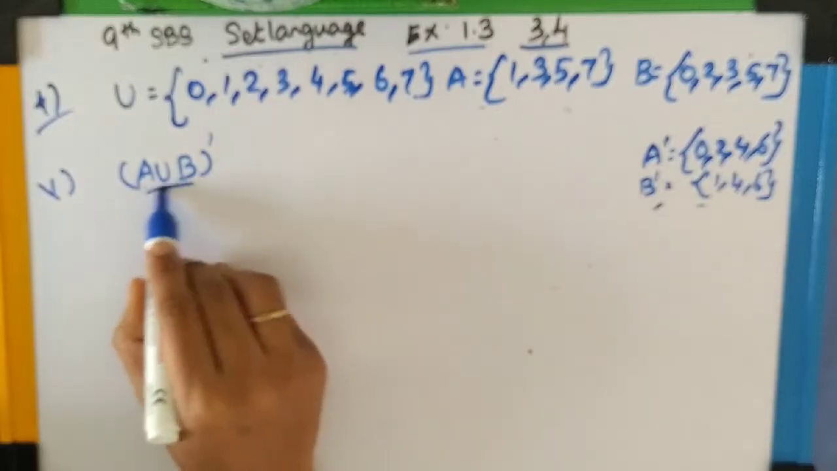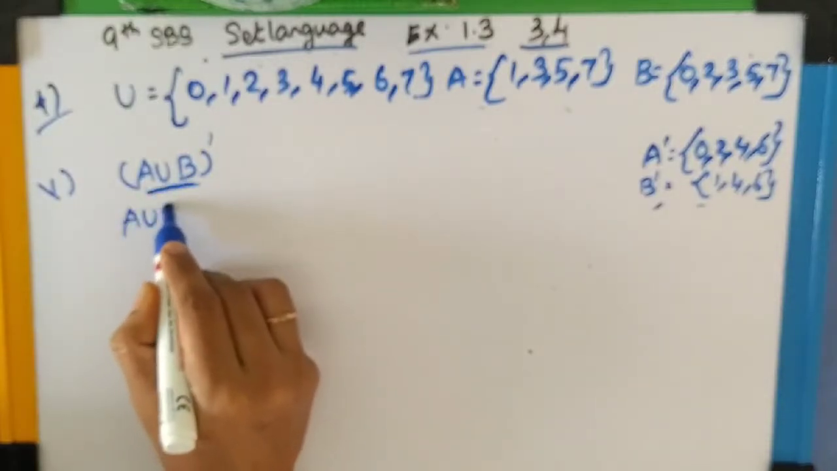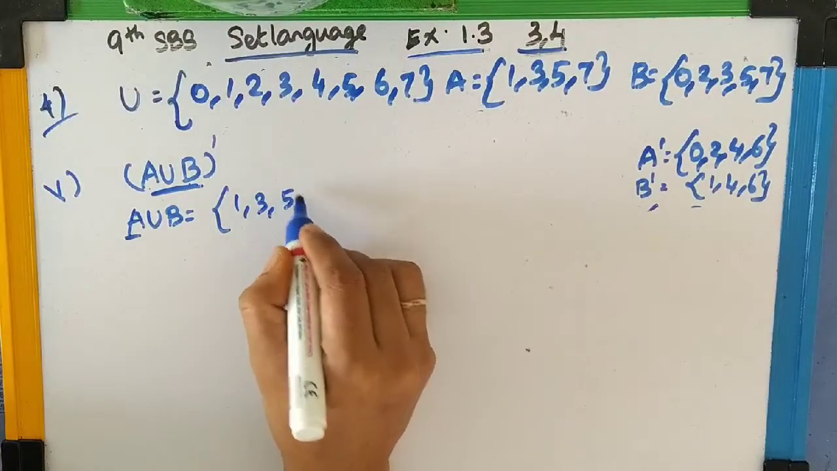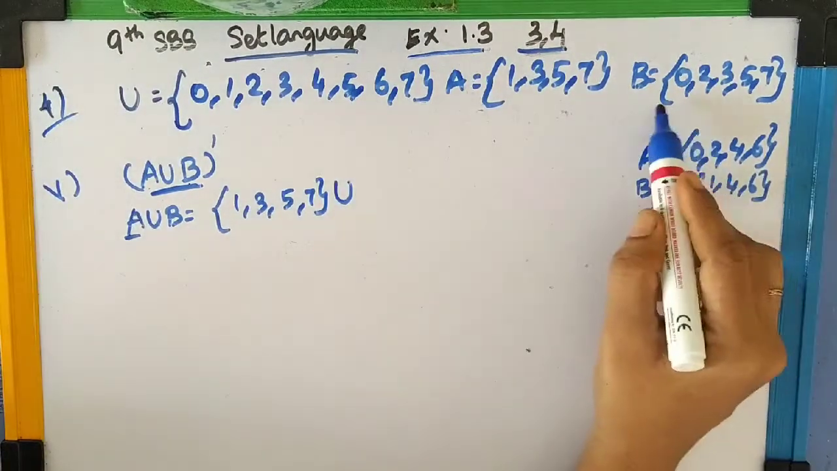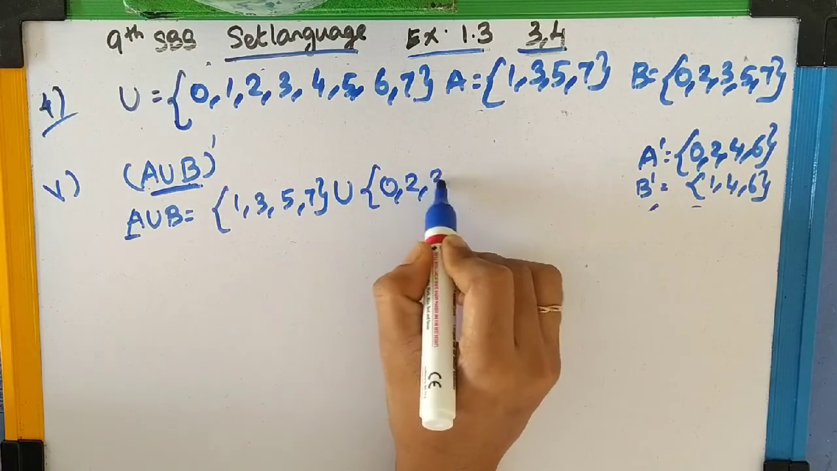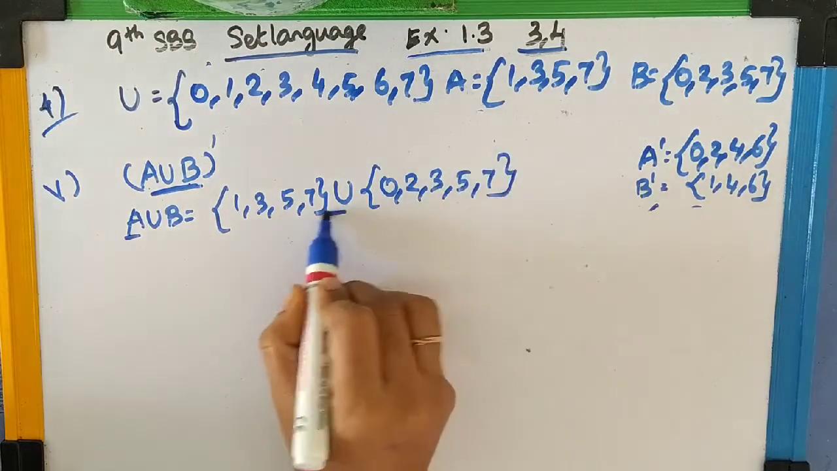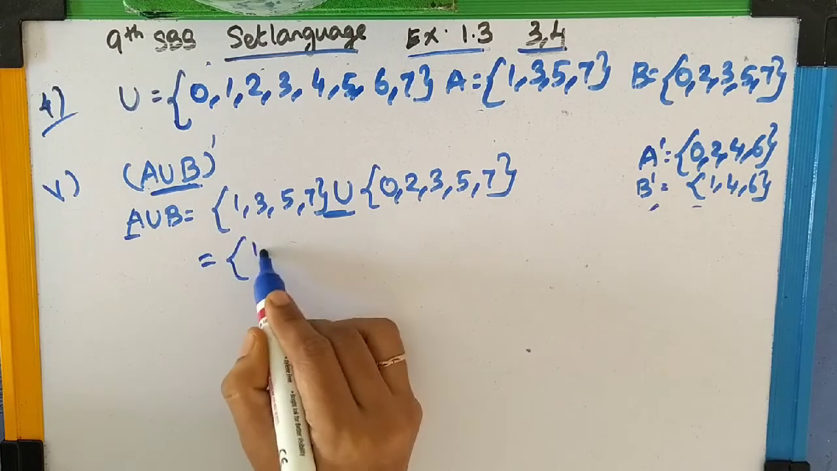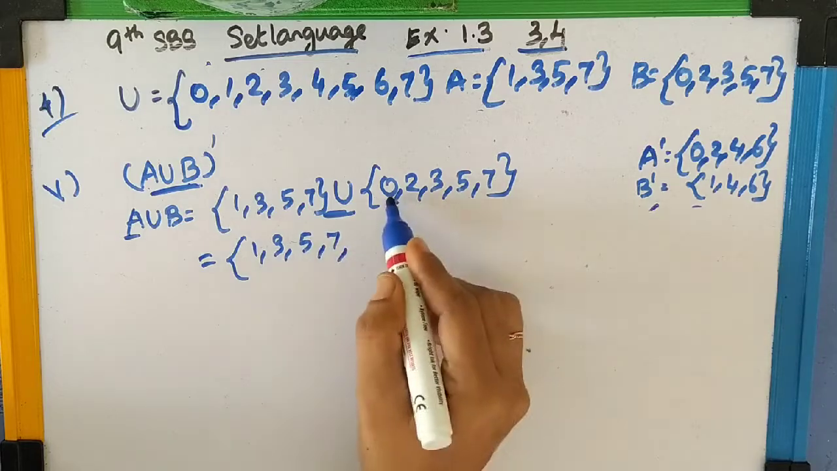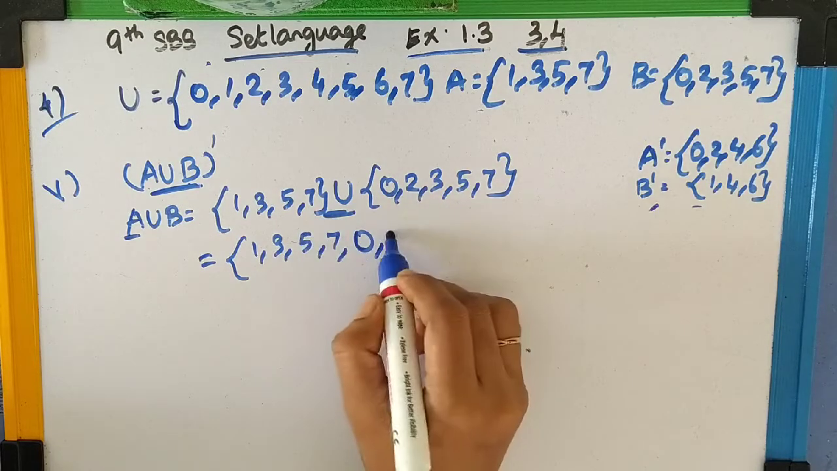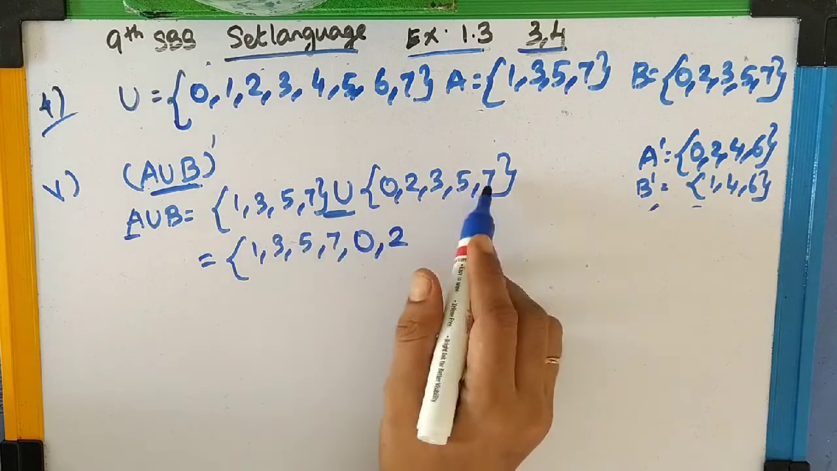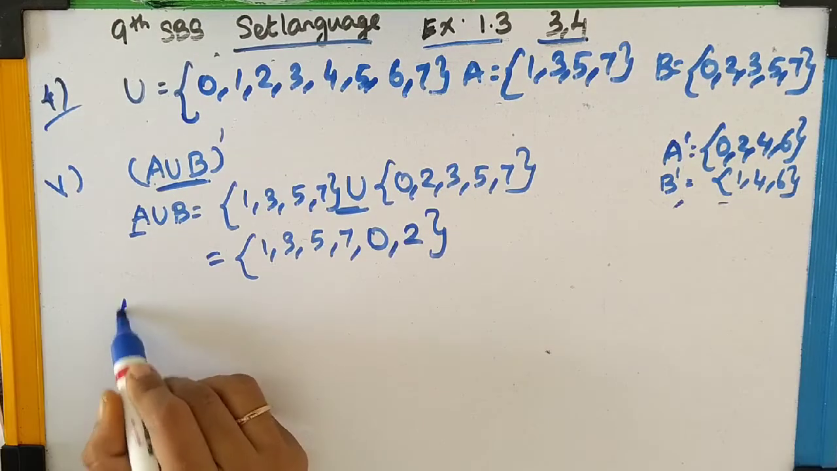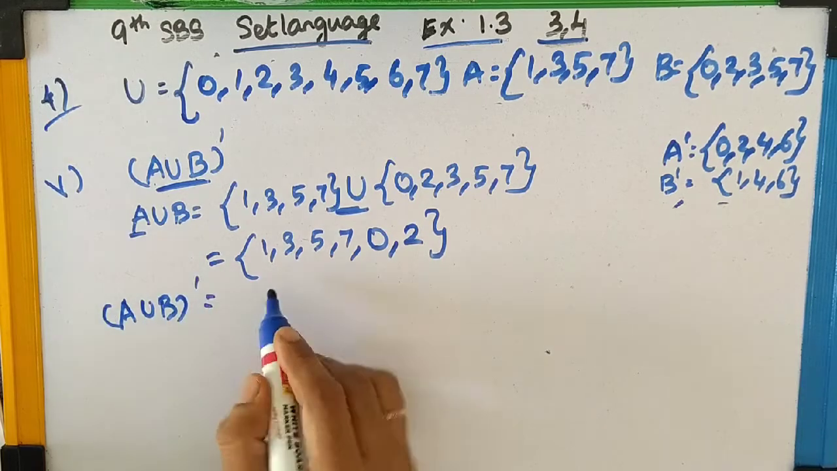Clear? Now, we have to find what is A union B the whole dash. For that, we have to find what is A union B. But first, we have to write what is A. 1, 3, 5, 7. Union. What is B? 0, 2, 3, 5, 7. What is the meaning of union? We have to write all the elements in both the sets and the common element should be written once. So, 1, 3, 5, 7, 0, 2. 3, 5 and 7 are common elements. So, this is A union B: 1, 3, 5, 7, 0, 2.